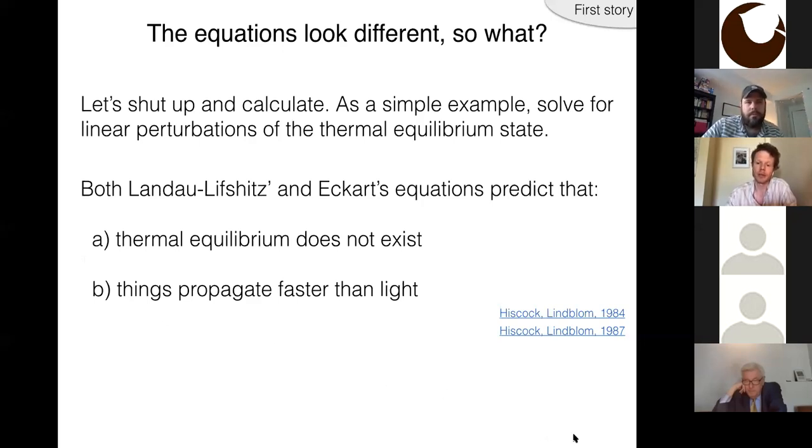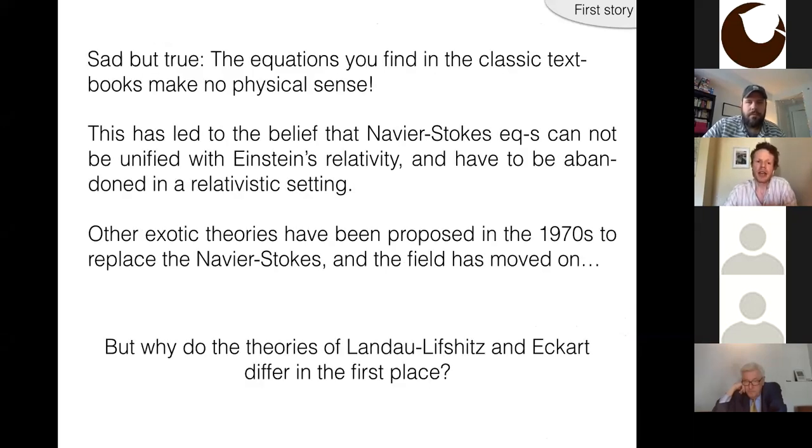Okay, so this is kind of embarrassing. It's not a joke. These equations do predict those things. So it's sad but true. The equations that you find in the classic textbooks make no physical sense.